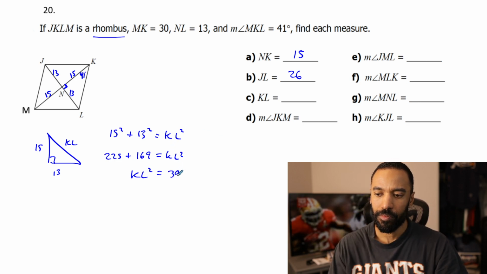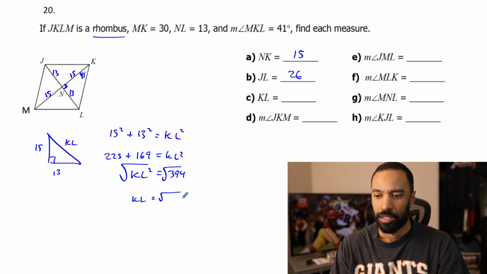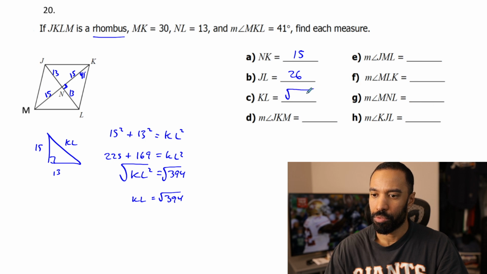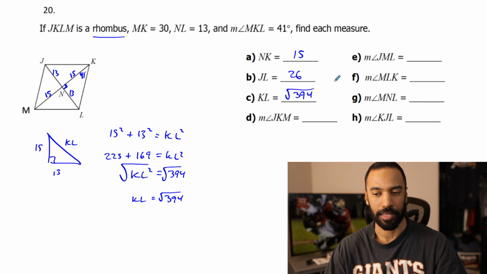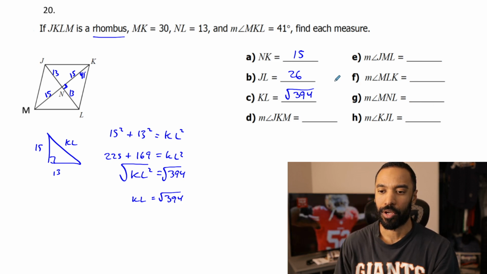394. Yeah, this isn't going to be a perfect square. It's around 19 something, really close to 20. It's almost 20. So root 394, but that's the side length, and all sides are congruent. So if they ask for any other side lengths, which they're not, then we would go off that.